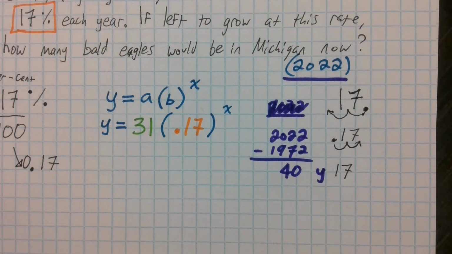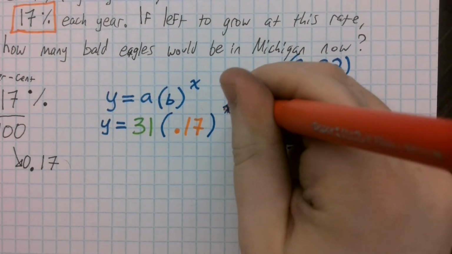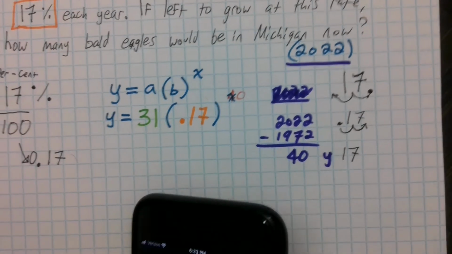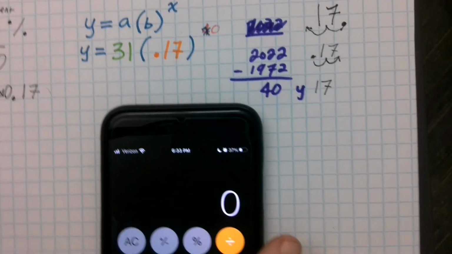Let's see what happens when we try taking 31 times 0.17 raised to the 40th power. I'm going to bring out my iPhone calculator because I know that many of you do not have official calculators at home. While you do need one for your later math classes, and the earlier you get it, the better, it is important that we are able to do this math here today. So if you use an iPhone calculator or an Android calculator, you can follow along with this as well.